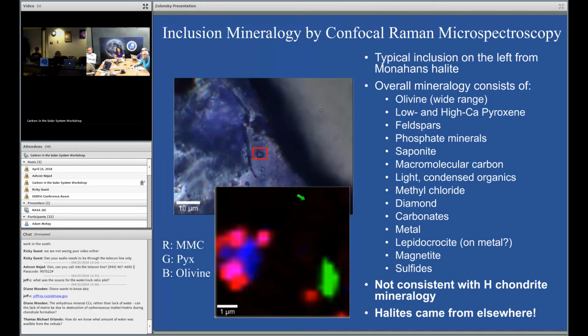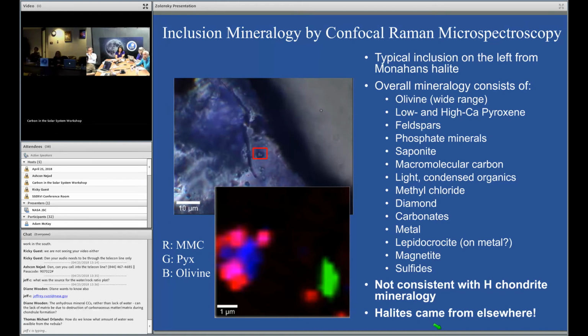This is just a summary of the mineralogy we've seen to date in the solid grains in these halites. As you can see, it's an amazingly wide range of materials. Organics are the bulk of the material. But the important thing is that these are not from the H chondrite parent body. These are material that landed on the H chondrite in the regolith, or it was incorporated into the H chondrite after metabolism ceased, and these halites came from somewhere else.